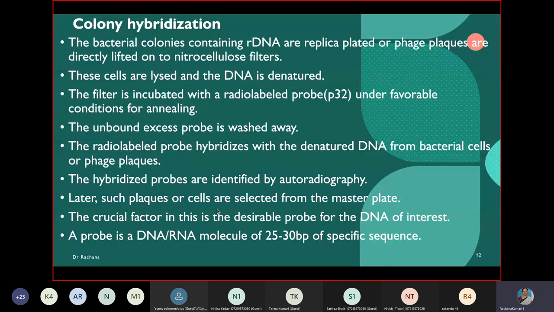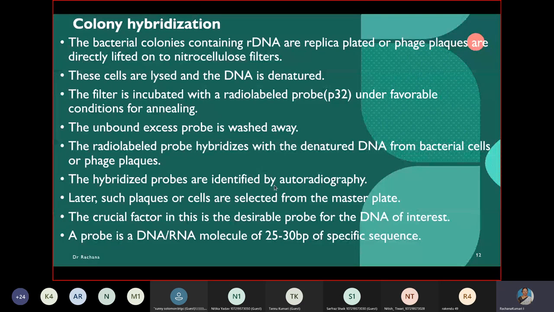Now the colonies or the plaques which have the bound probe will show like dark bands on exposure. And everybody knows that with the photographic film earlier, when you click a photograph, in the X-ray image the black will look white and the white will turn out to be negative.